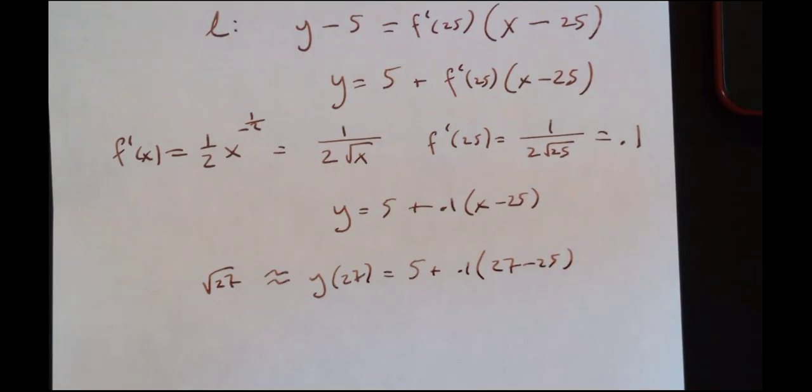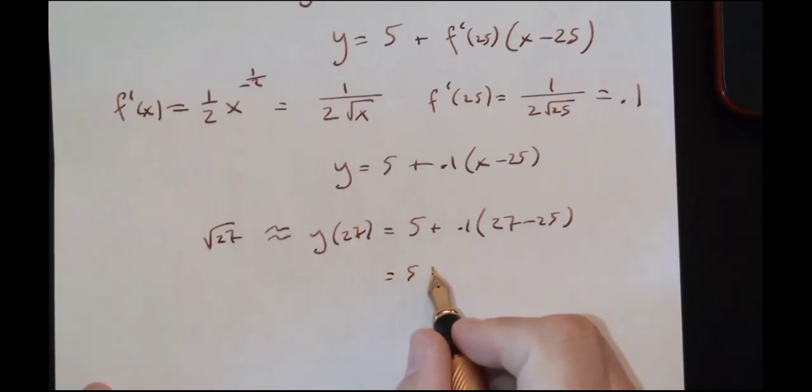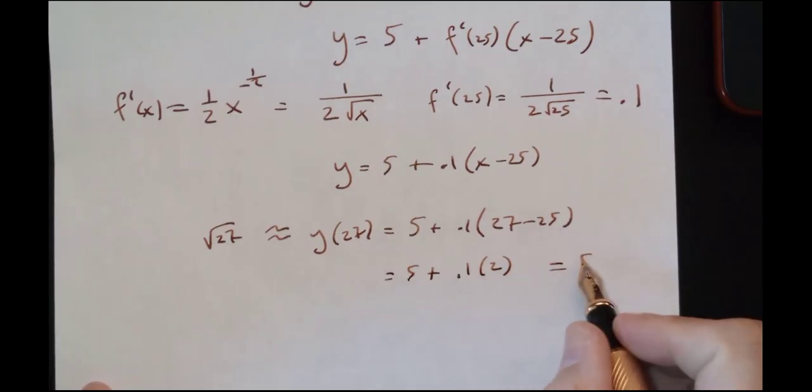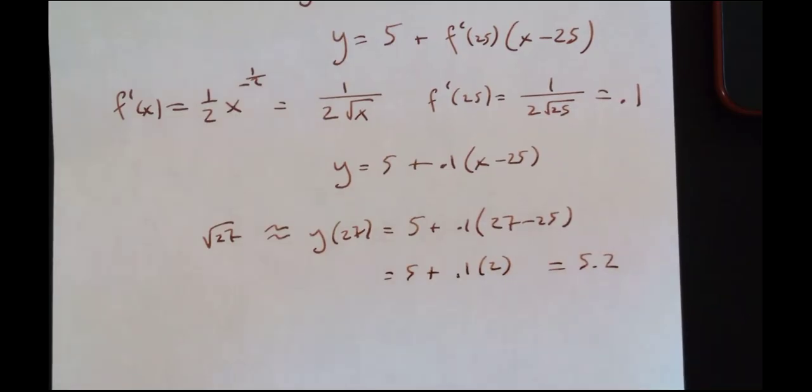What do you get? Which is 5.2. 26 over 5. Am I right? If I'm wrong, how wrong am I? What's square root of 27?